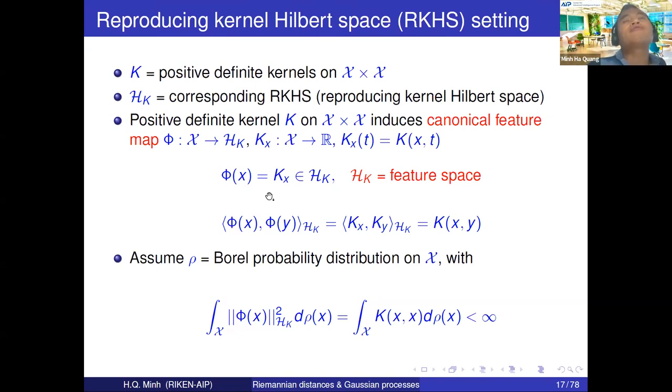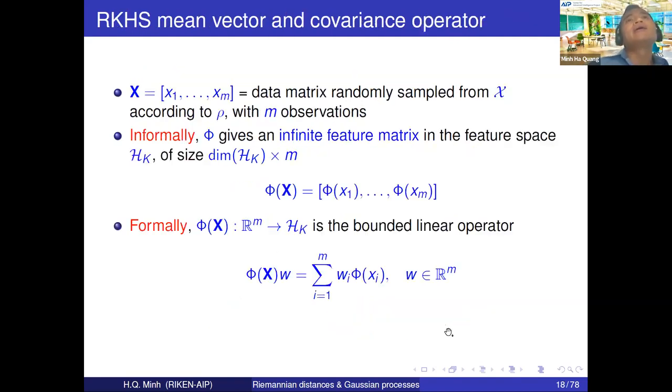So let's talk about the first setting of RKHS covariance operators. If we have a positive definite kernel K and a corresponding RKHS H_K, then there's a canonical feature map phi that maps X to H_K. So we have phi of x equal to K_x, given by this formula here. The inner product in H_K of phi(x) and phi(y) is just equal to K(x,y). And assume that we have a probability distribution rho on X such that the integral of the norm squared of phi(x), which is equal to the integral of K(x,x), is finite.